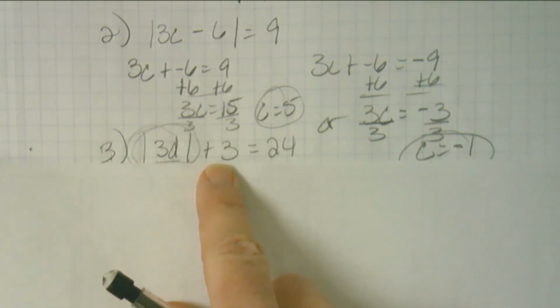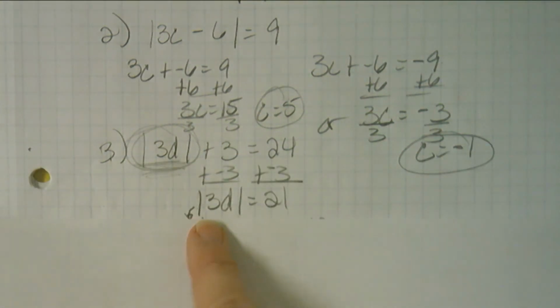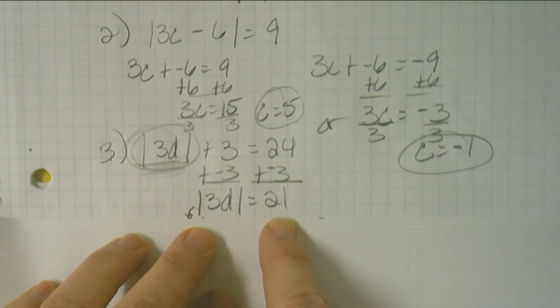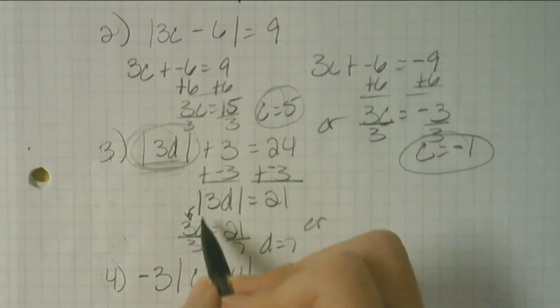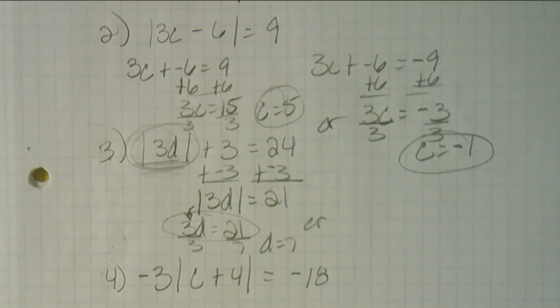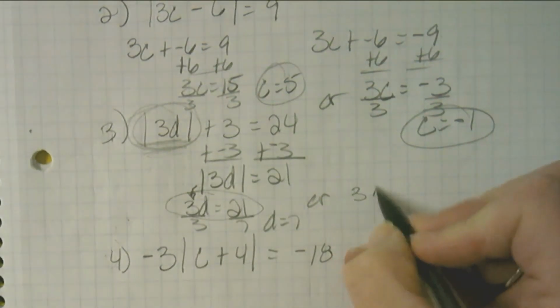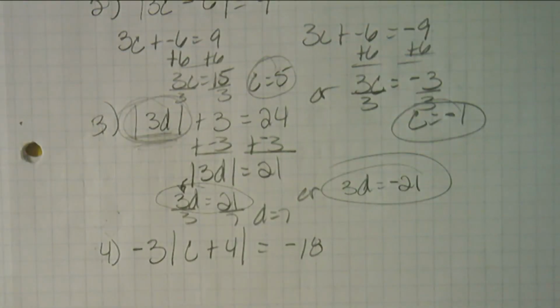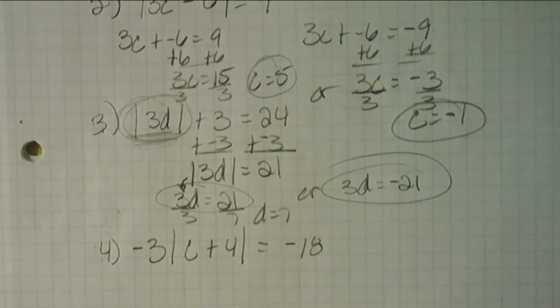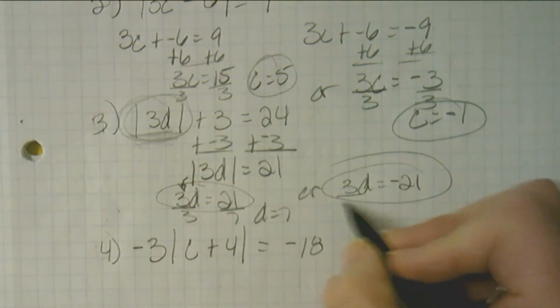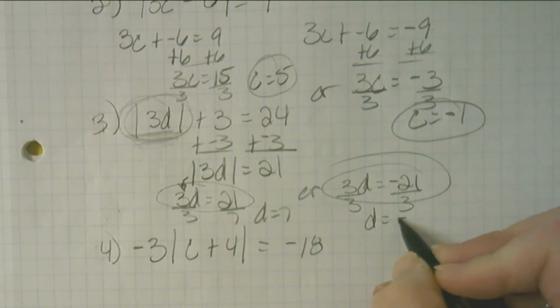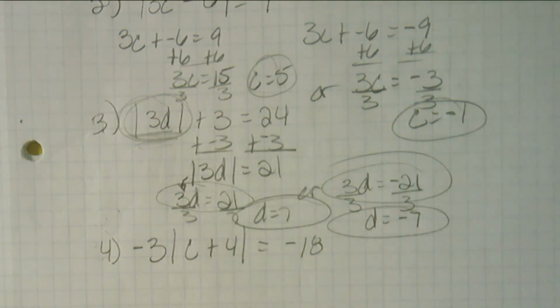So I'm going to add negative 3 to both sides. So I end up with the absolute value of 3D is equal to 21. Now, Matthew, I have to split it. So my two possible options are 3D is equal to a positive 21 or 3D is equal to a negative 21. Do you understand that? So D is equal to 7, or when I divide each side by 3, D is equal to a negative 7. Those are my two possible options.